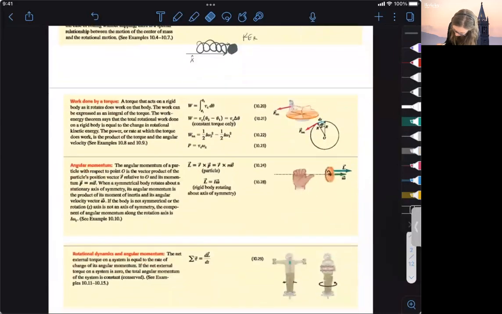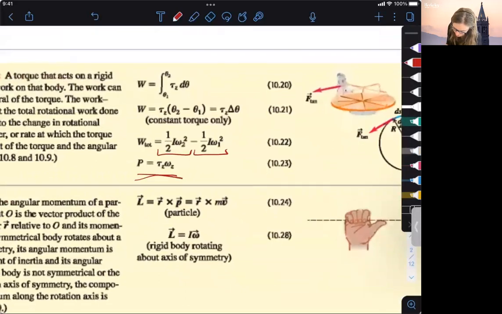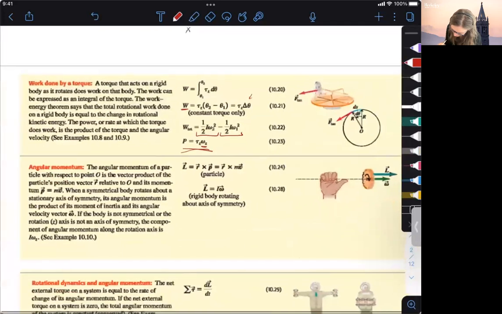Then we talked about work done by torque, and how we can measure it as the change in rotational kinetic energy. I think we did one problem where we had a block that was spinning and then we pulled it through the middle, and we looked at the change. We can also look at power, which is going to be the angular velocity multiplied by torque. And work can also be measured as the torque times the change in angle. Okay. All right. And then we have angular momentum.